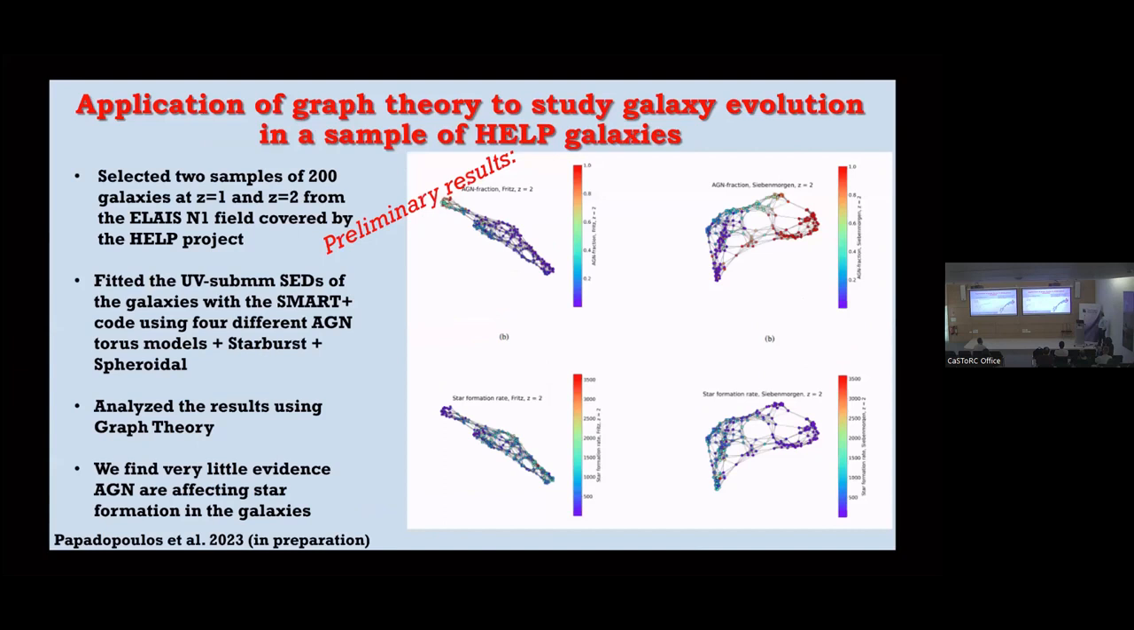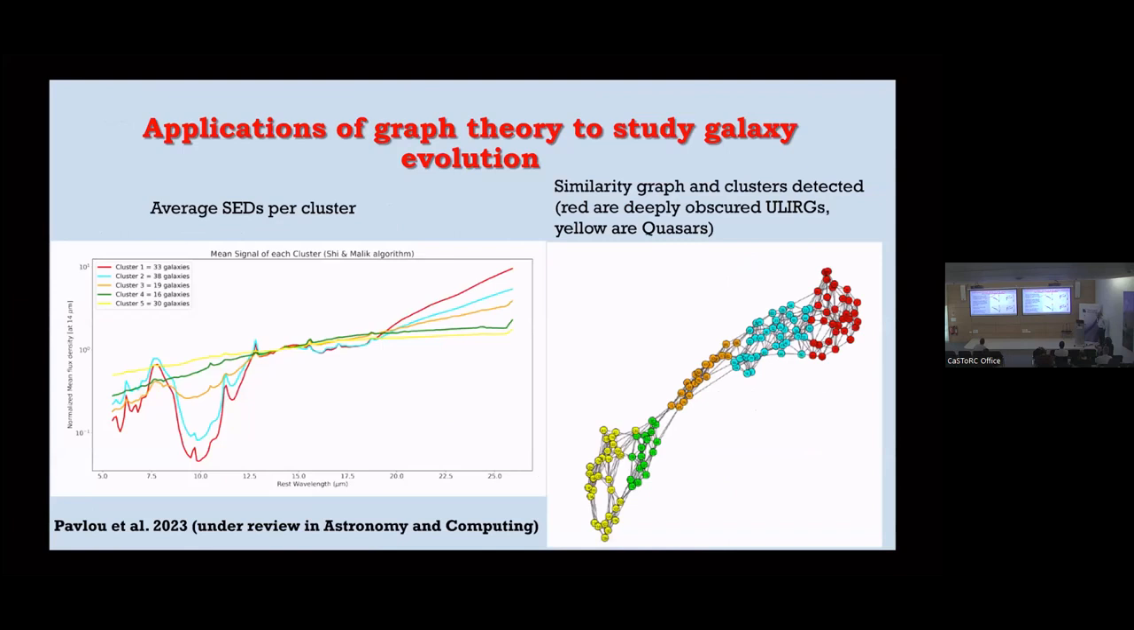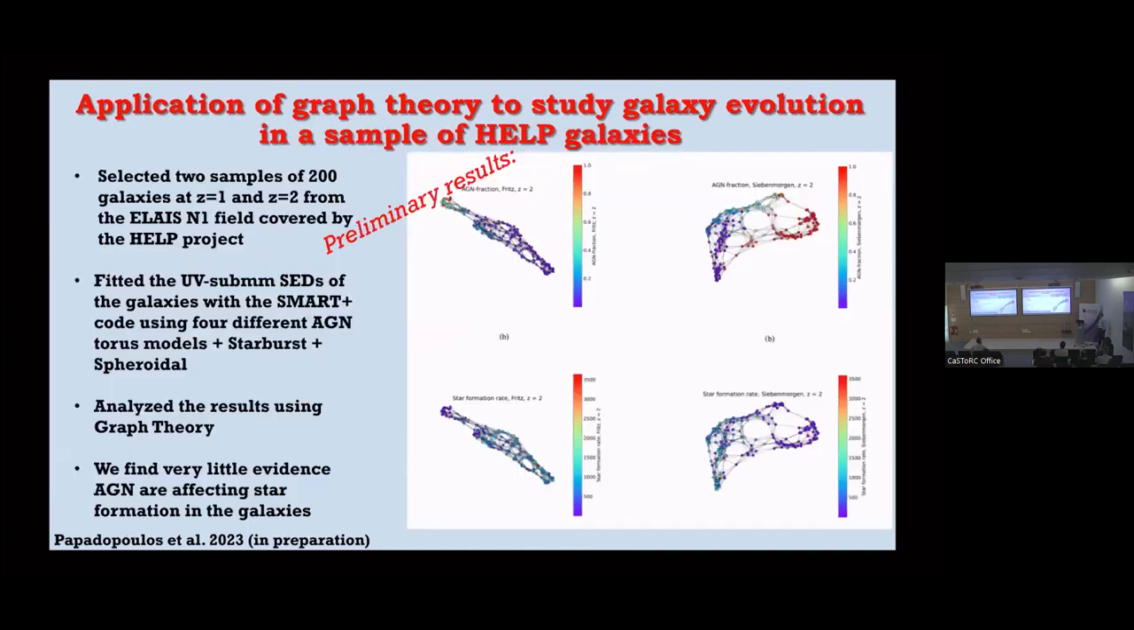And this is a very interesting application. This work is from our second PhD student, Orestes Pavlou, who submitted it to Astronomy and Computing. The paper is about to be accepted. And this is work from our third PhD student, Hans Papadopoulos. He's doing something to do with graph theory as well.